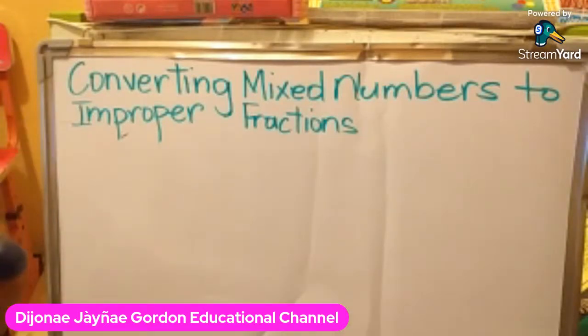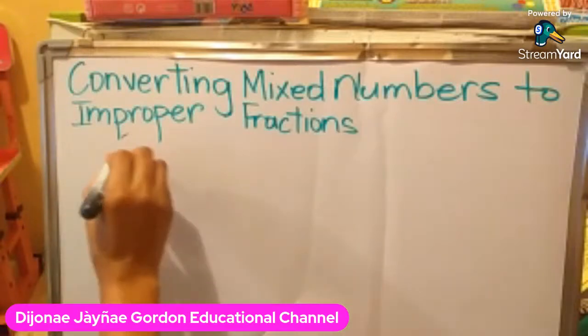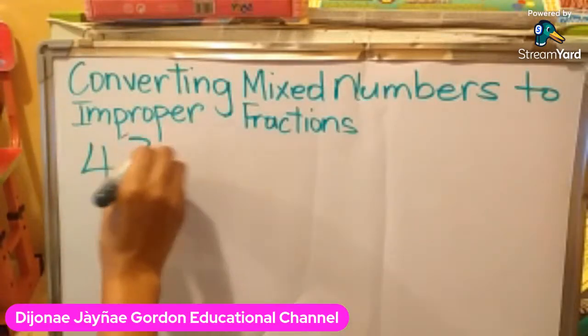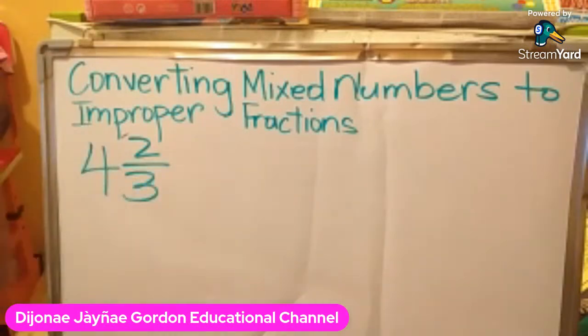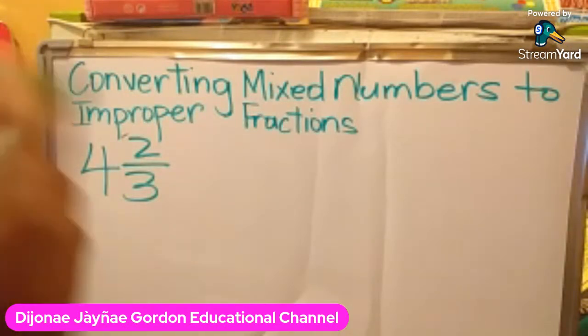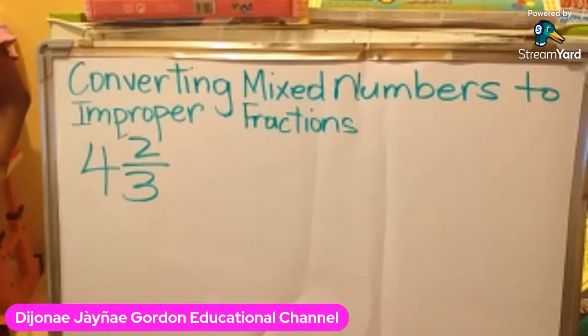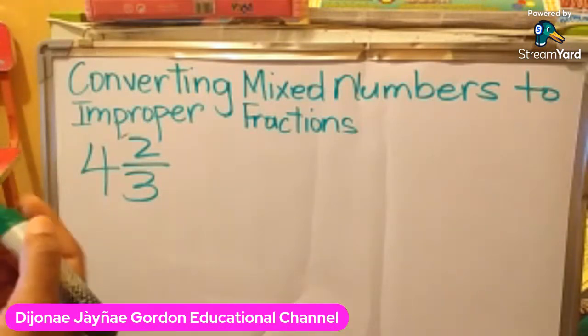The next example we have is 4 and 2 over 3. What is the whole number in this case? So first, we are going to look to see what is the whole number. The whole number in this case is 4.